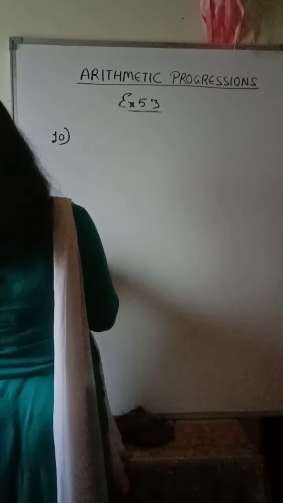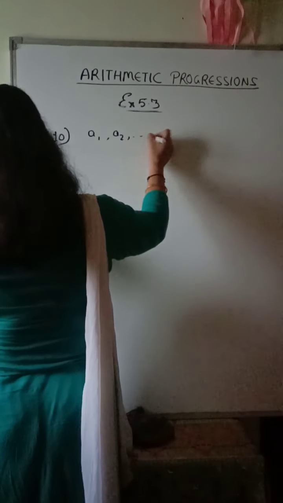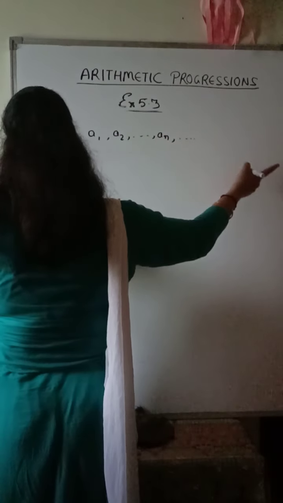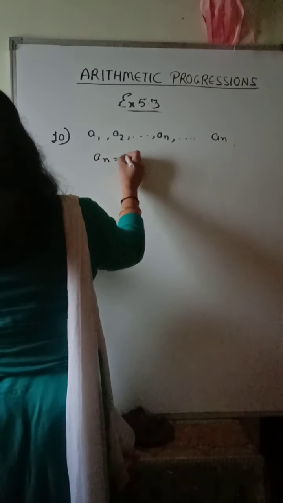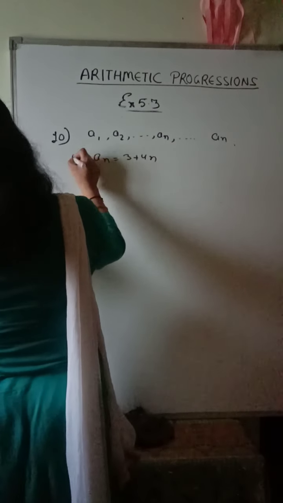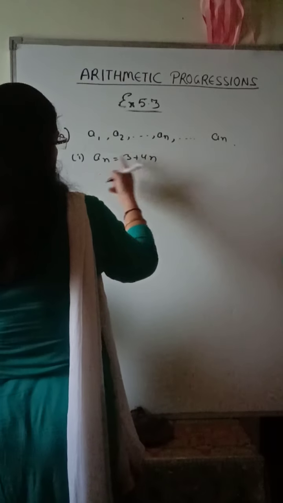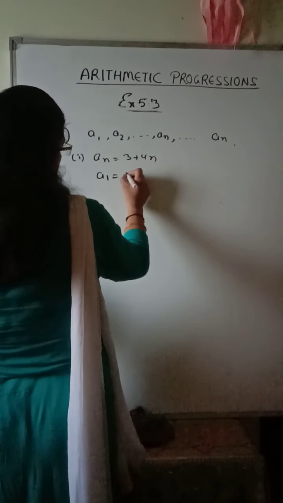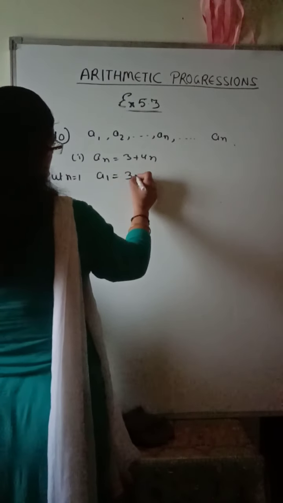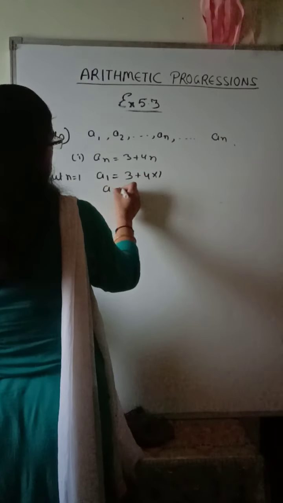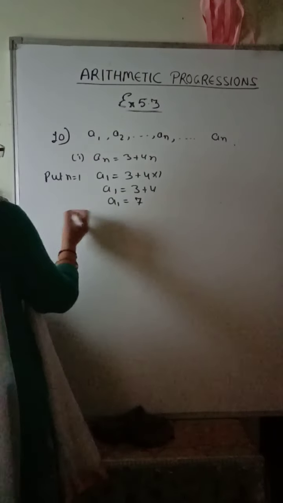10th question is, show that a1, a2, up to so on form an AP where the an term is defined as, जो an term है वो दिया है 3 + 4n, ये फर्स्ट पार्ट है. तो हमें शो करना है कि AP बनाता है. तो सिंपल, अगर n की जगह 1 रखेंगे तो हमें फर्स्ट टर्म मिल जाएगा. तो पुट n = 1. So 3 + 4 × 1. So a1 = 3 + 4. So a1 = 7.